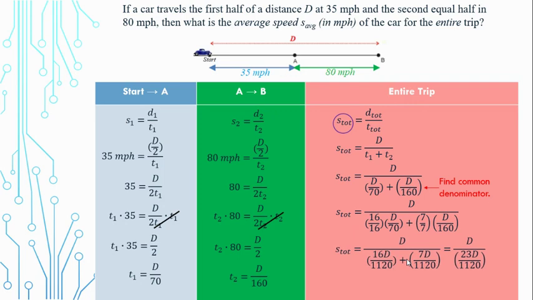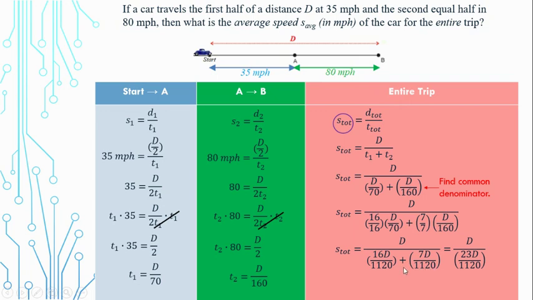I carried the D down. 16 times D is 16D. 16 times 70 is 1,120. 7 times D in the numerator is simply 7D. And then 7 times 160 is 1,120.